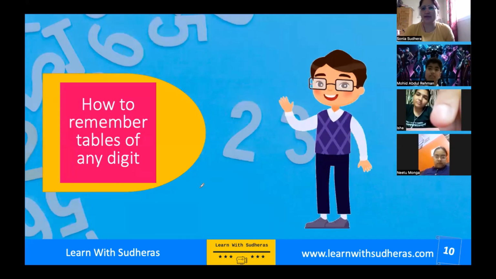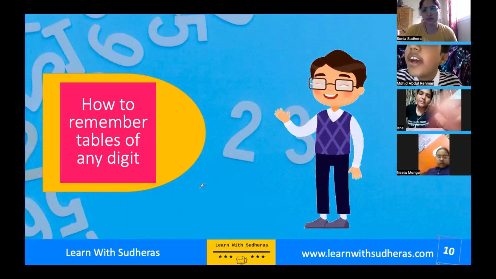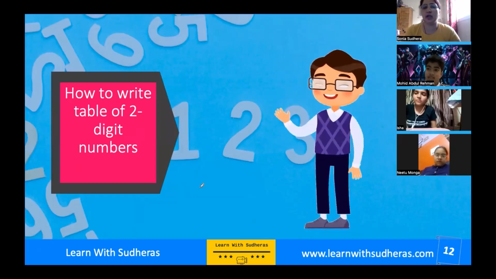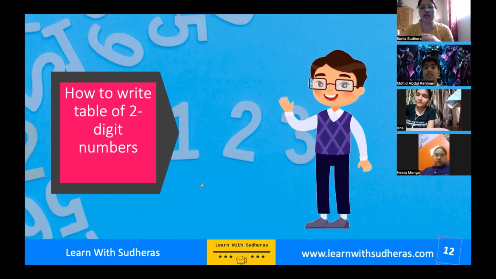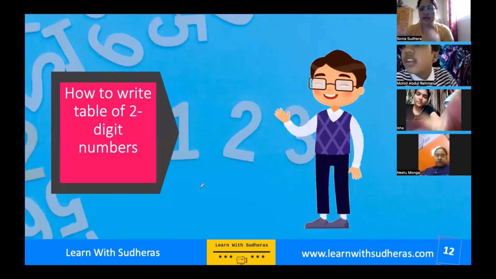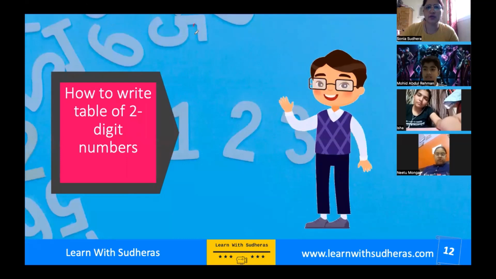Now I will tell you the magic trick: how to remember tables of any digit. First, I think everyone knows the table of 9, so no need to tell the table of 9. We are going to start the table of 2-digit numbers. How to write the table of a 2-digit number quickly? One condition is there. You have to know the tables of 1, 2 and 9. This is easy for you. You all know them.